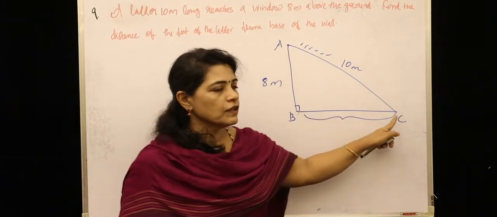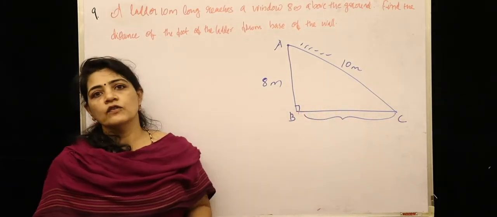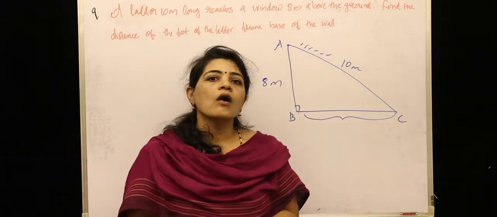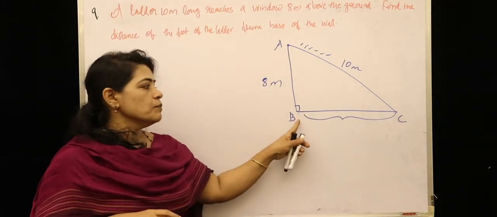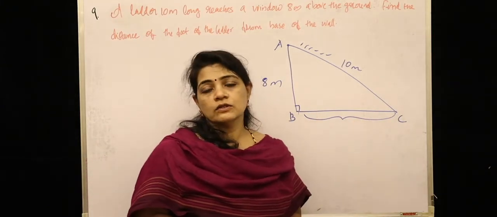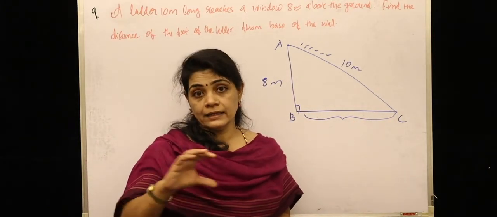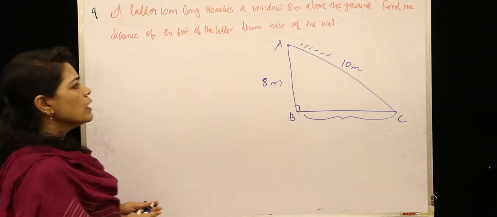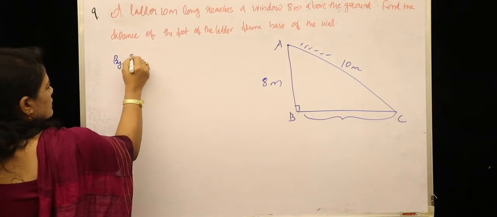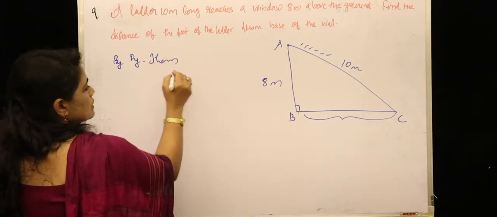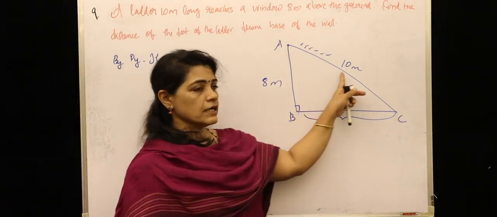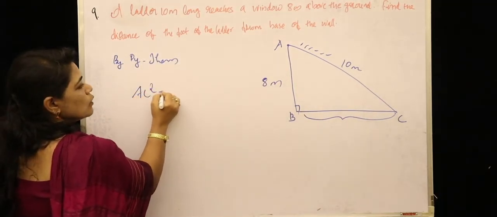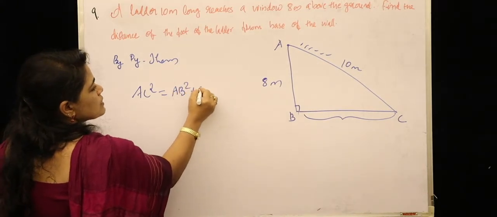From the foot of the ladder to the base of the wall. Usually we place the window on the wall. So the base of the wall is B and the foot of the ladder is C. So what we need is BC, the distance. BC is needed, so we can apply the Pythagoras theorem. By the Pythagoras theorem, the square of the hypotenuse, the side opposite to the 90 degree angle B, is AC square, equal to AB square plus BC square.